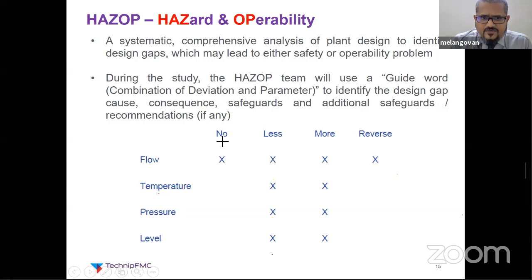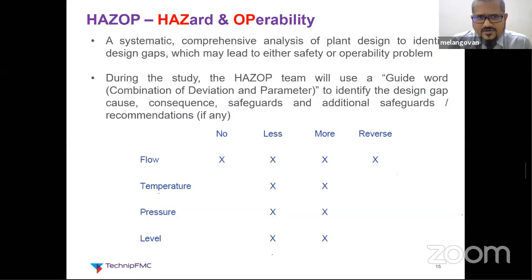For example, no flow: the combination is no flow, that is a guide word. Likewise, less flow is another guide word, more flow, reverse flow. The second parameter is temperature. Again, if you do the combination, no temperature won't work, because there won't be any no temperature. It will be either less temperature or more temperature. Likewise, pressure: less pressure or more pressure. Likewise, level: less level or more level. So we now have the set of guide words based on the combination of deviation and parameter.